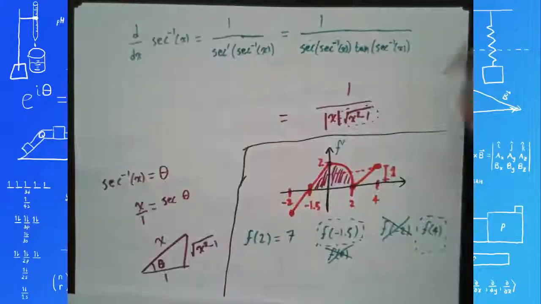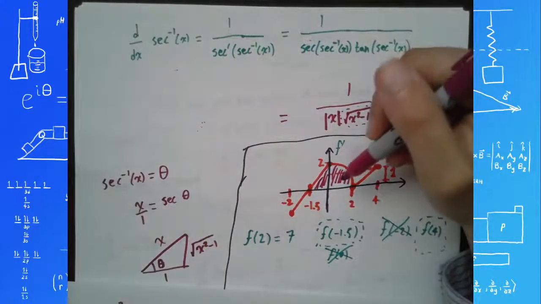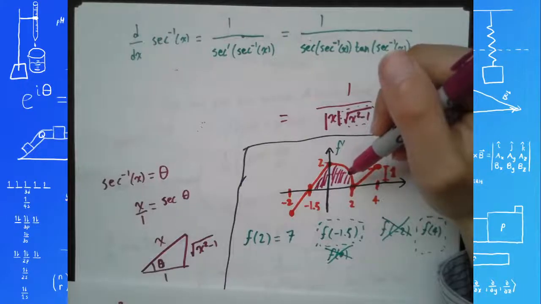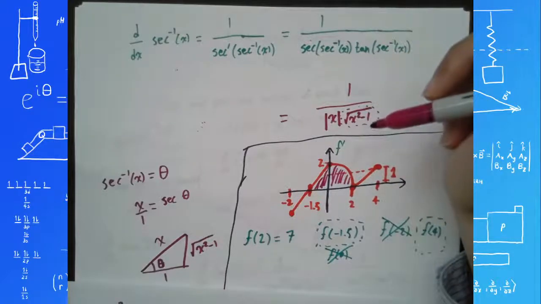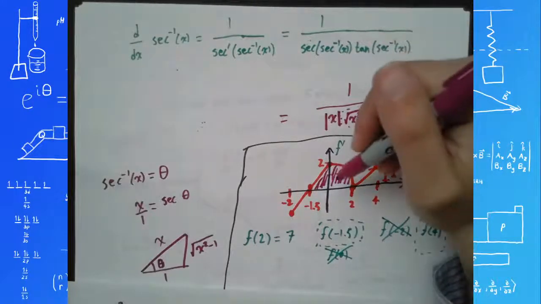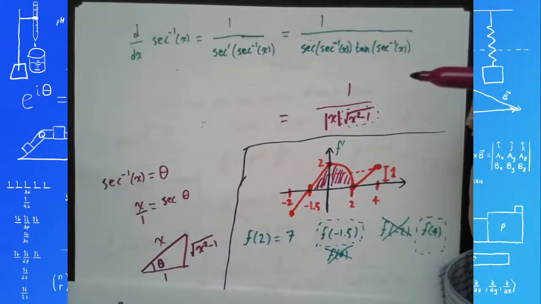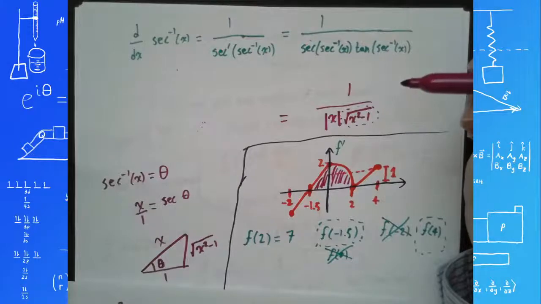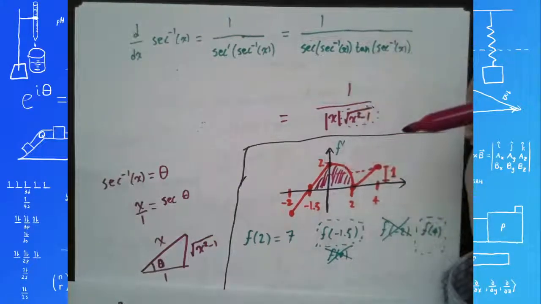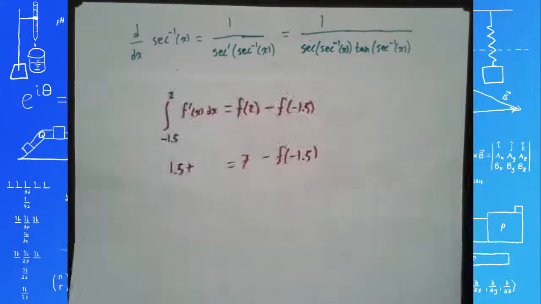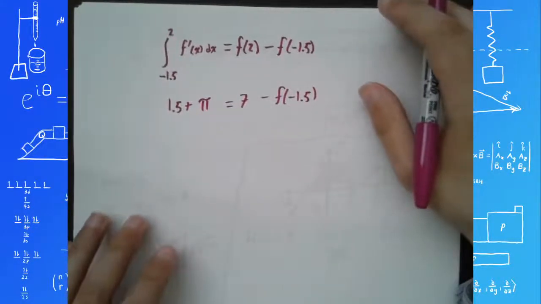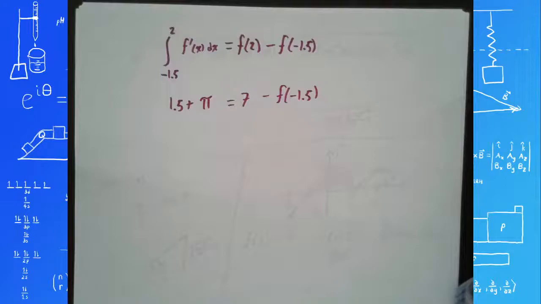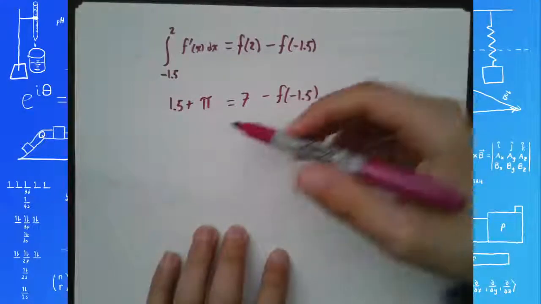So that's positive 1.5 for the triangle, plus the area of the quarter circle, which is 1/4 of the area of a full circle of radius 2. The area of a full circle of radius 2 would be pi r squared, pi times 2 squared, so pi times 4, and 1/4 of that, because it's a quarter circle, is just pi. So 1.5 plus pi. I didn't plan it that way, but it turned out to be a nice looking sum.